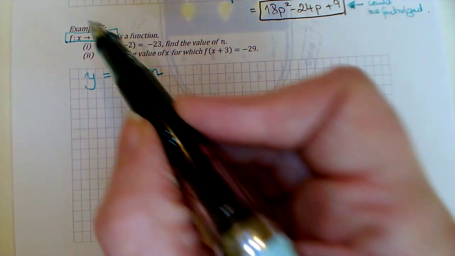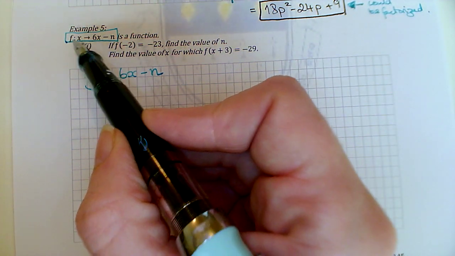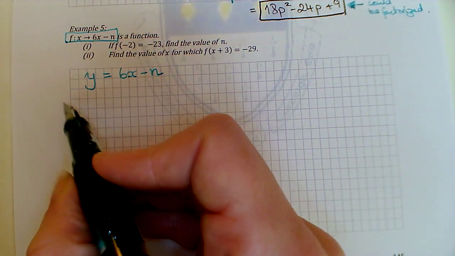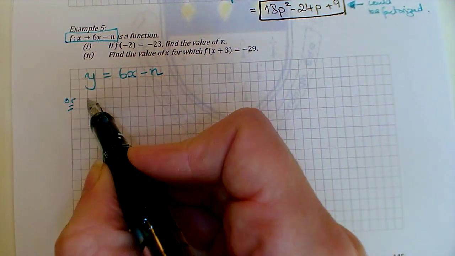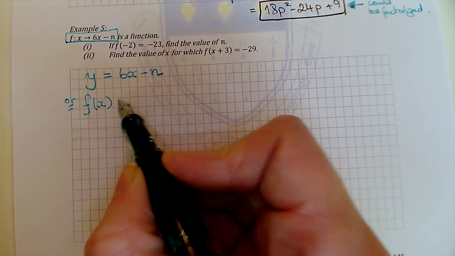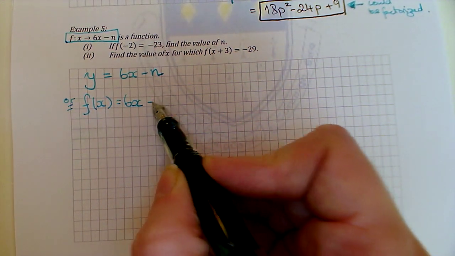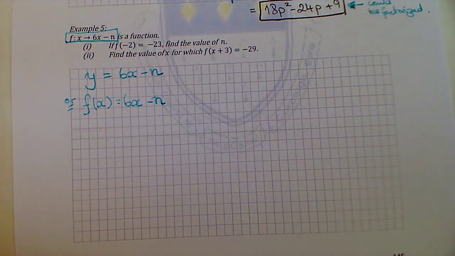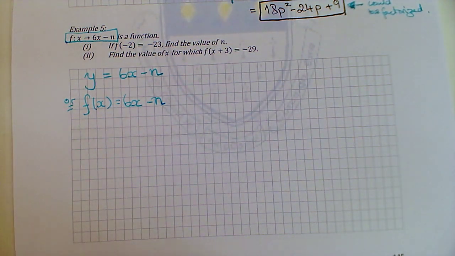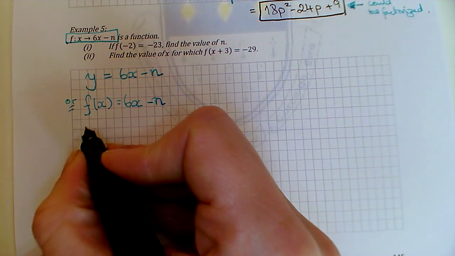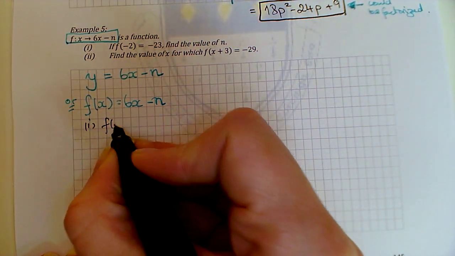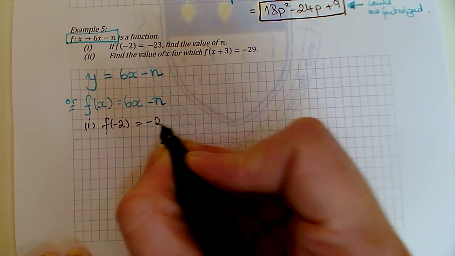How do I know that? Because of the definition here. The definition used f such that x. So if you prefer, we could say f of x is equal to 6x minus n. Now in part 1, they gave me two pieces of information. They said f of minus 2 is equal to minus 23.